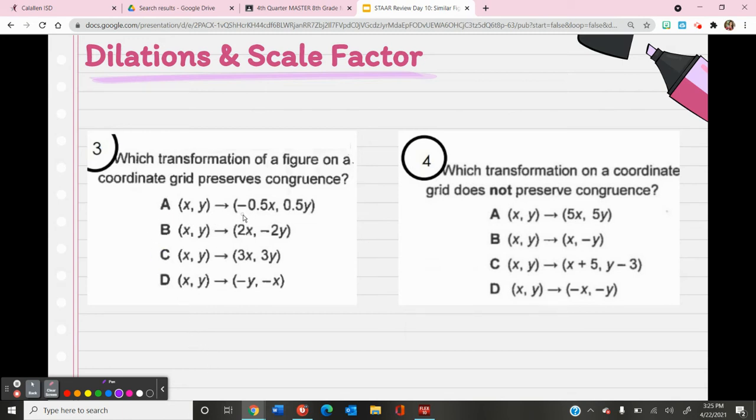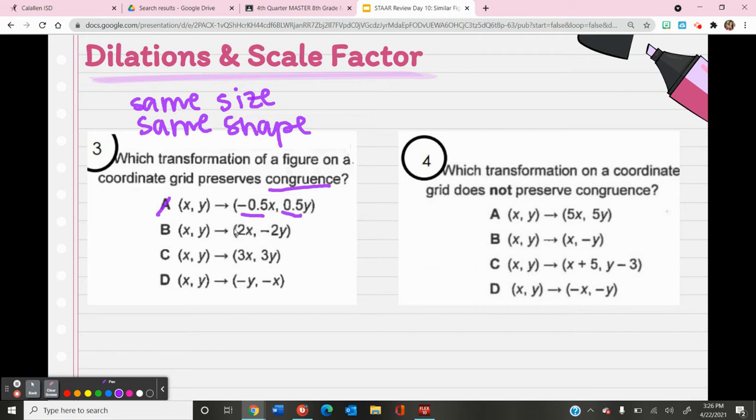So here at A, I have scale factors of negative 0.5 and 0.5. Therefore, if I apply these scale factors to my image, it's going to make it smaller. Therefore, it's not going to preserve congruence. Again, same size, same shape. So A is not my answer.